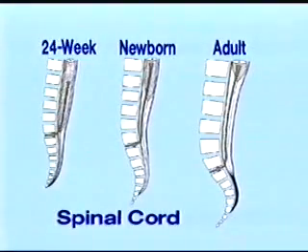To illustrate this more clearly, let's begin with an adult spinal cord. In the adult, the tip of the spinal cord is at the top of the second lumbar vertebra. In the full-term newborn, the regression of the spinal cord is not yet complete, and the tip is usually between the second and third lumbar vertebrae. And in a 24-week premature infant, we can see that the spinal cord terminates even lower.